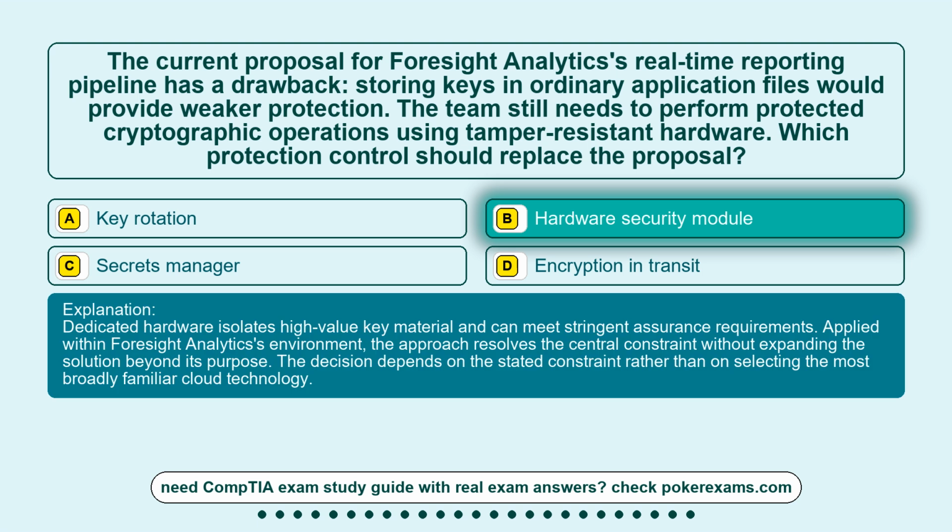Dedicated hardware isolates high-value key material and can meet stringent assurance requirements. Applied within Foresight Analytics' environment, the approach resolves the central constraint without expanding the solution beyond its purpose. The decision depends on the stated constraint rather than on selecting the most broadly familiar cloud technology.